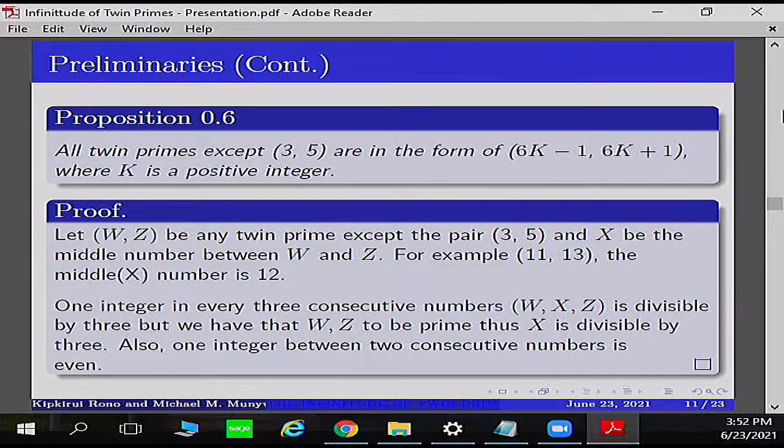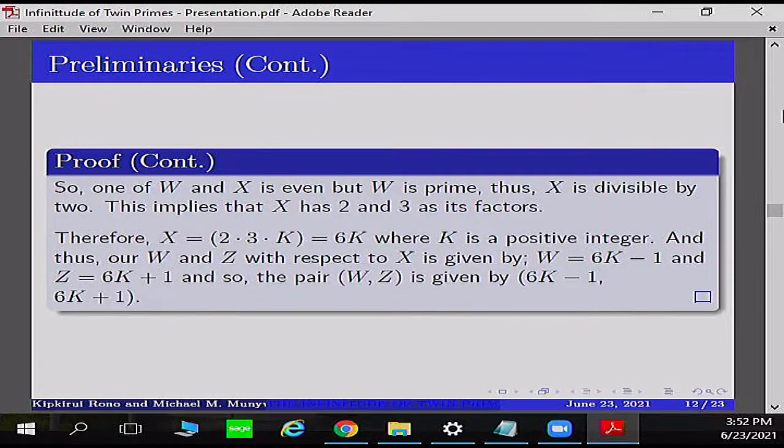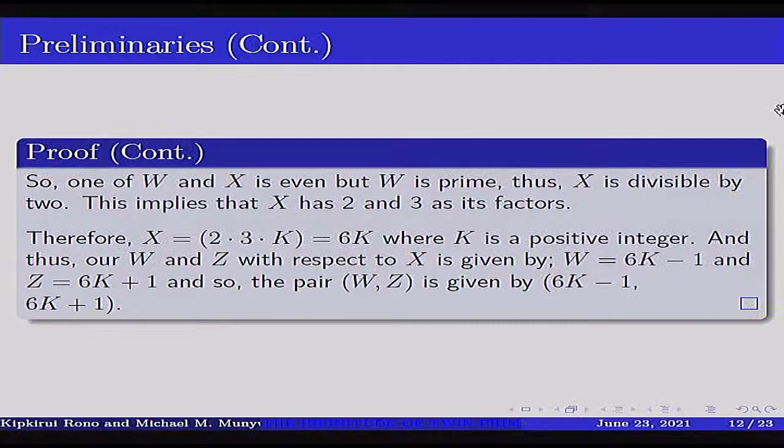In any 3 consecutive integers, one must be divisible by 3. But since W and C are primes, X is divisible by 3. Again, in any 2 consecutive integers, one must be divisible by 2. But since W and C are primes, X is divisible by 2. So X has 2 factors, 2 and 3. So X can be written in the form 6k, where k is a positive integer.